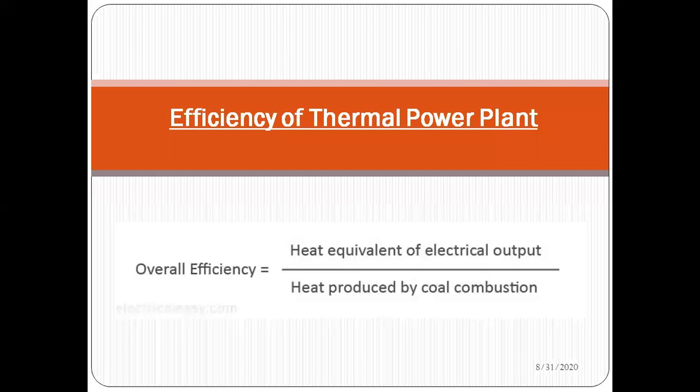I think you should all have understood the basic concepts of the thermal power plant: how a thermal power plant works, what the various parts of a thermal power plant are, how the working takes place, and what the various efficiencies of the thermal power plant are. So anybody having any doubt, he or she can ask me. Okay, fine. So this is all about the thermal efficiency of a thermal power plant.